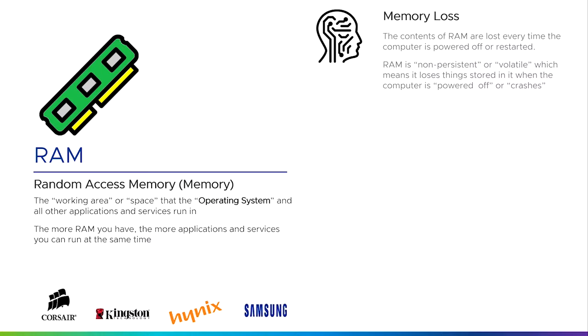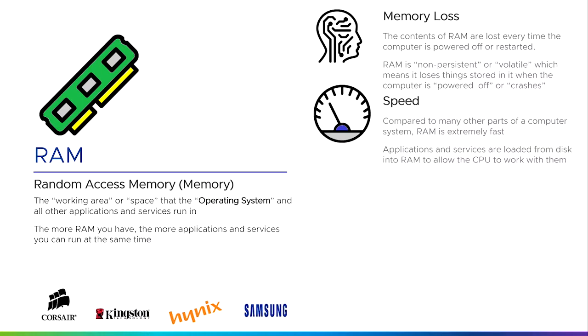So one of the key things about RAM is that it has memory loss. The contents of RAM are lost every time the computer is powered off or restarted. So in computer terms, that's non-persistent or volatile. So when we say RAM is non-persistent or volatile, we mean it loses the things stored in it when the computer is powered off or turned off or crashes.